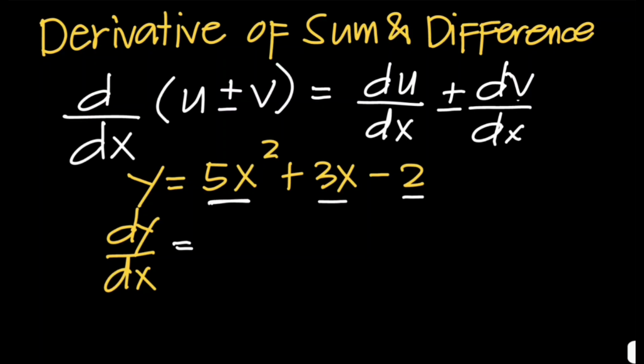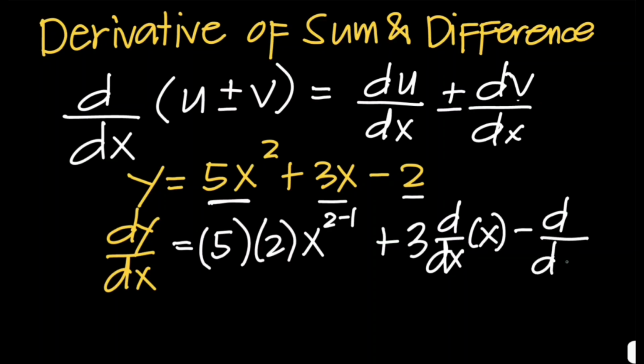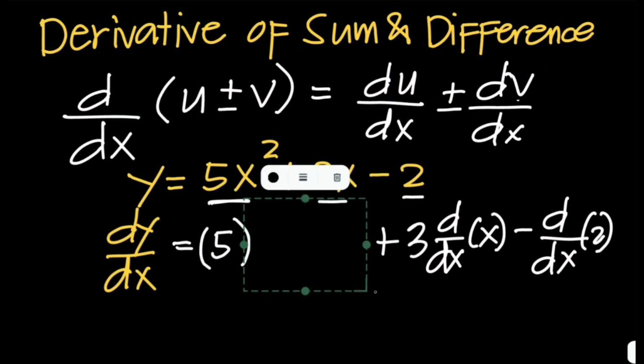So we find the derivative of 5x squared first. So this is a constant times a function x squared. So that is 5 times the derivative of x squared. We use the power rule. So this is 2 times x to the power of 2 minus 1. Plus the derivative of 3x is just 3 times the derivative of x with respect to x, minus the derivative of 2 with respect to x. Sorry, I should have written this in this way.